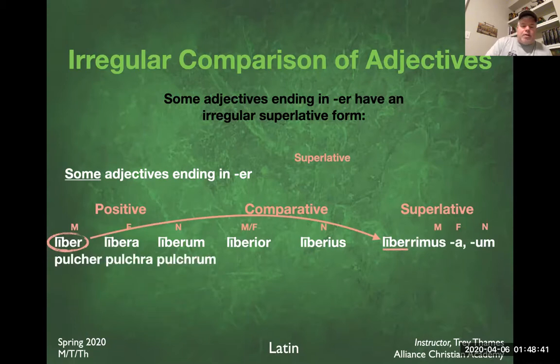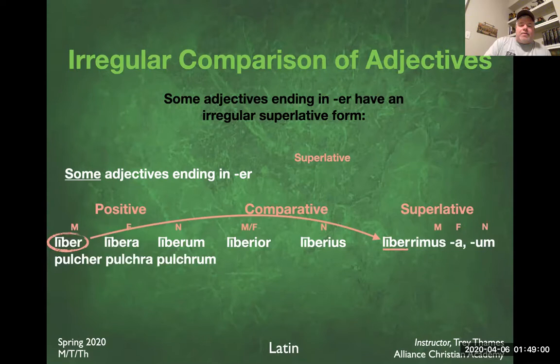Let's look at pulcher, pulcra, pulcrum. Notice there's an E in the masculine, but no E in the stem for feminine and neuter. Okay, so when you decline this out, it's actually the feminine singular where you use the stem, because everything else, when you decline it, doesn't have the E.